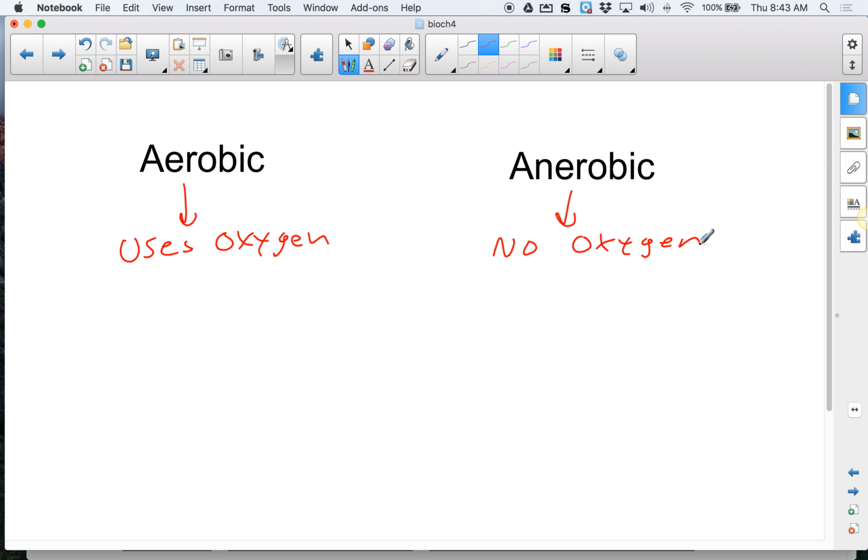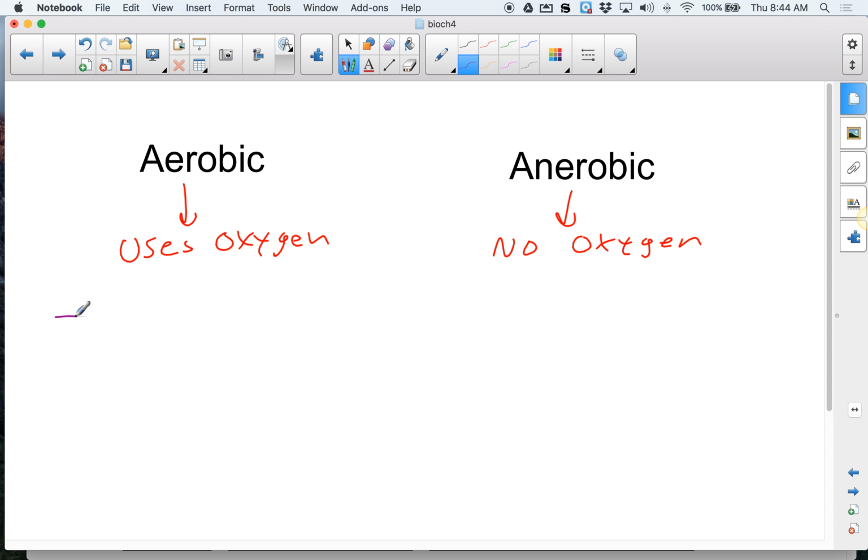And where we're applying these words is towards the way that certain organisms are going to break down their food to get energy. Okay? So we've got two different processes that we learned about. We've got cell respiration, and then we've got fermentation. We talked about lactic acid and alcoholic fermentation. Those are just two different kinds. Which one of those would be anaerobic?